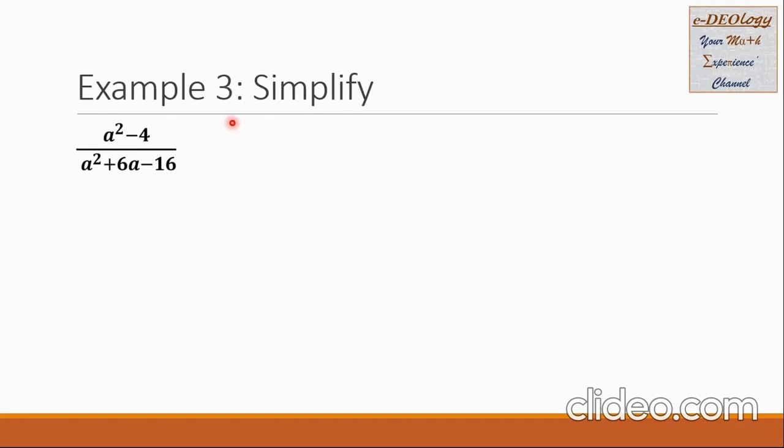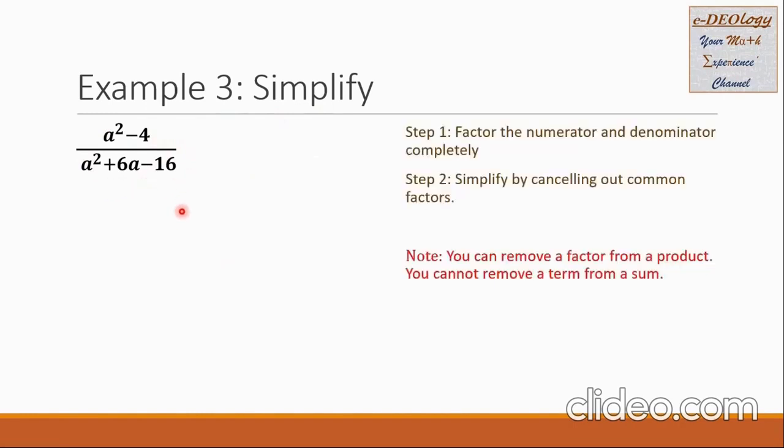Let us have example 3. Simplify the rational expression a squared minus 4 in the numerator all over a squared plus 6a minus 16 in the denominator. Let us now factor out the numerator and denominator completely. The a squared minus 4 becomes a plus 2 times a minus 2. In the denominator, the factors are a plus 8 times a minus 2.